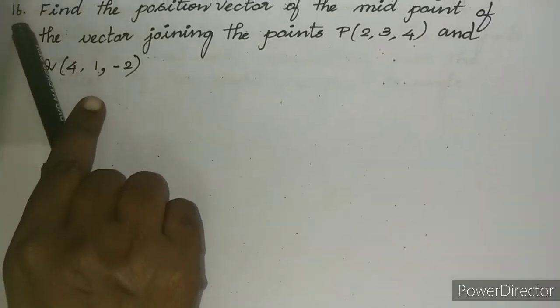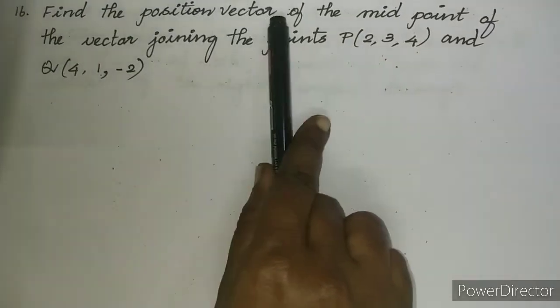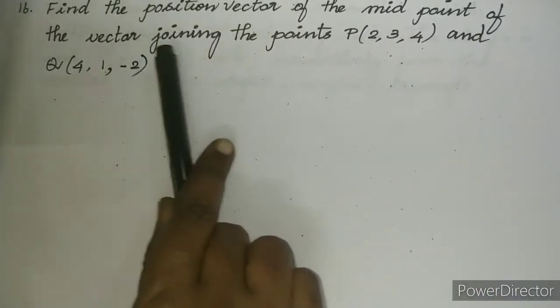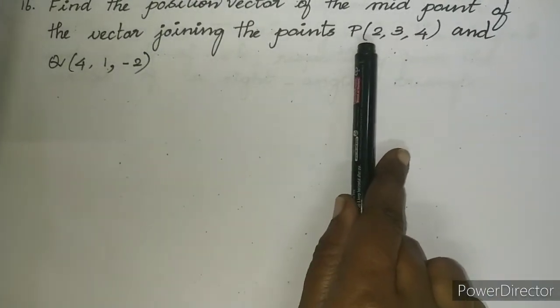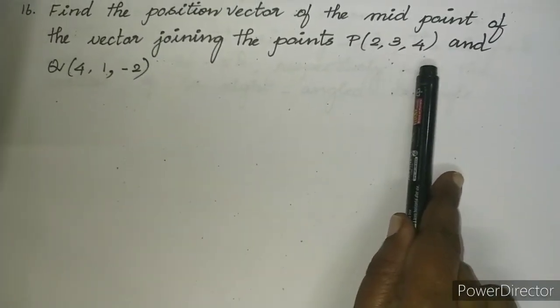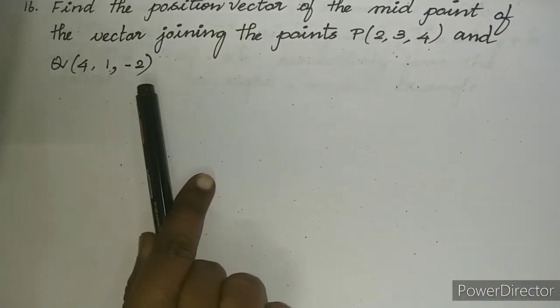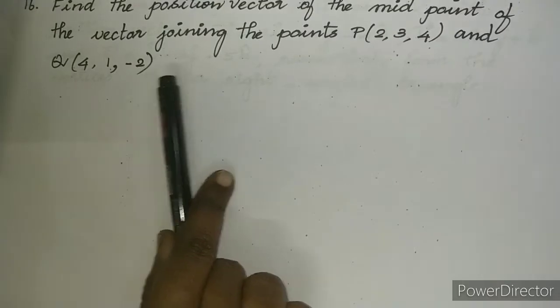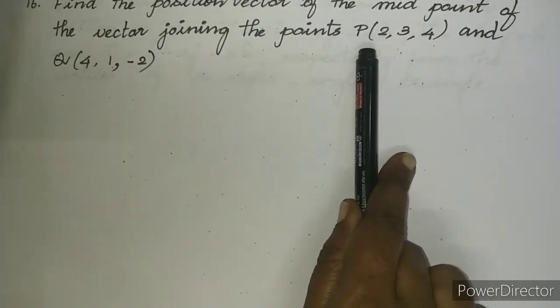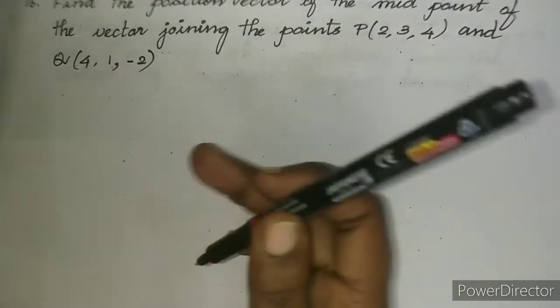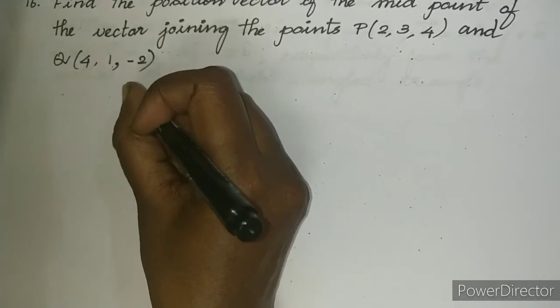Question number 16. Find the position vector of the midpoint of the vector joining the points P of (2, 3, 4) and Q of (4, 1, minus 2). Let us write the position vector of the point P and Q first. So we'll write the position vector.